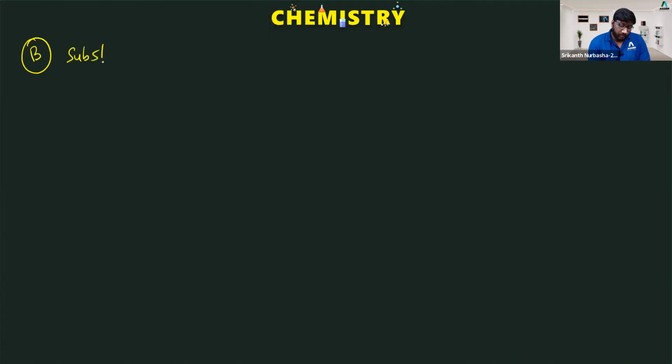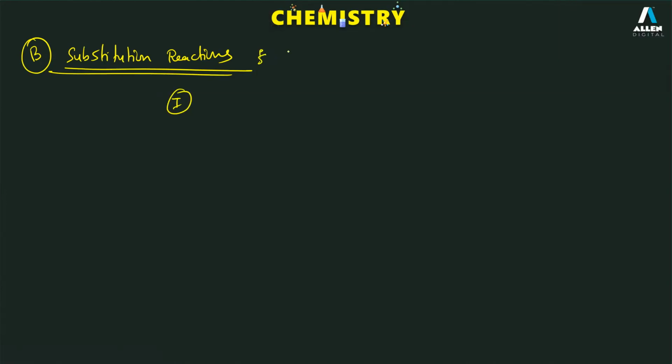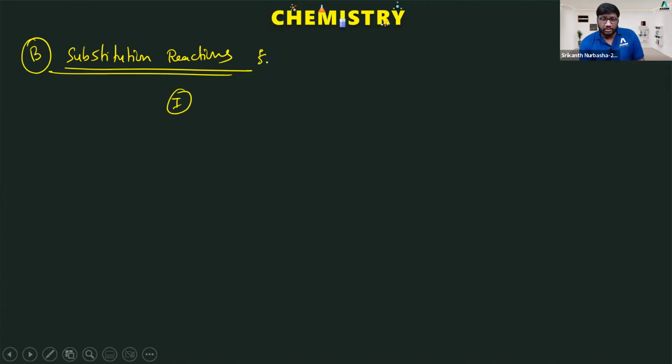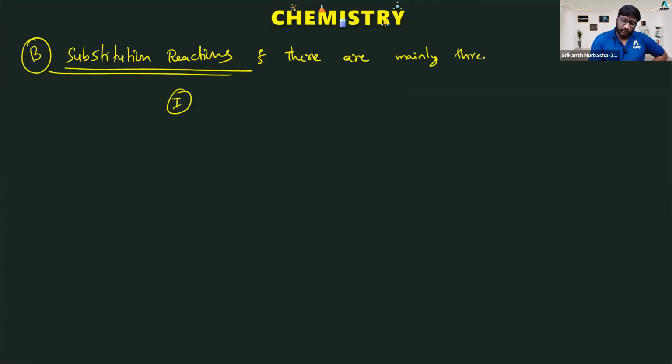Substitution reaction. How many types of substitution reactions can we have? Electrophilic, nucleophilic substitution reactions, and free radical substitution. These are classified into mainly 3 types of substitution.